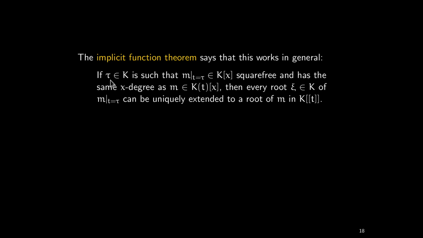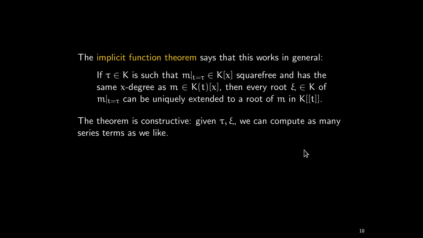If you have a tau that is in the ground field, and that is such that it's an ordinary point, so it has the properties that m evaluated for t equals tau is square free and doesn't have a degree drop, then every root of this evaluated polynomial can be uniquely extended to a root of the bivariate polynomial in the power series ring. That's what the implicit function theorem says.